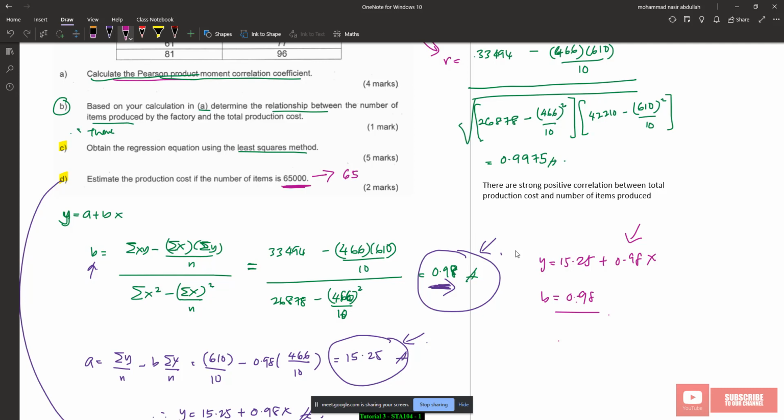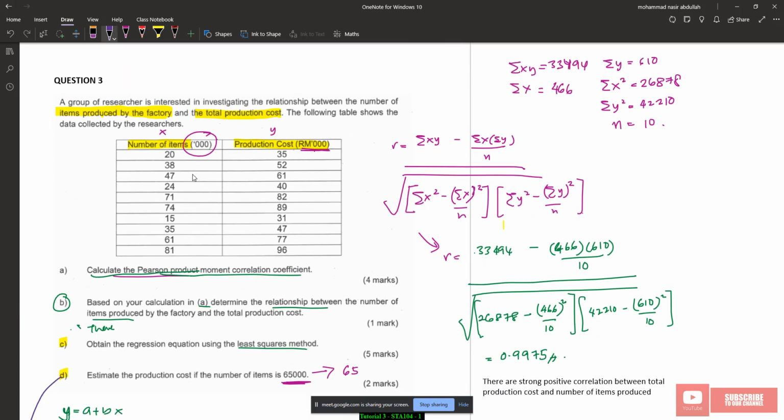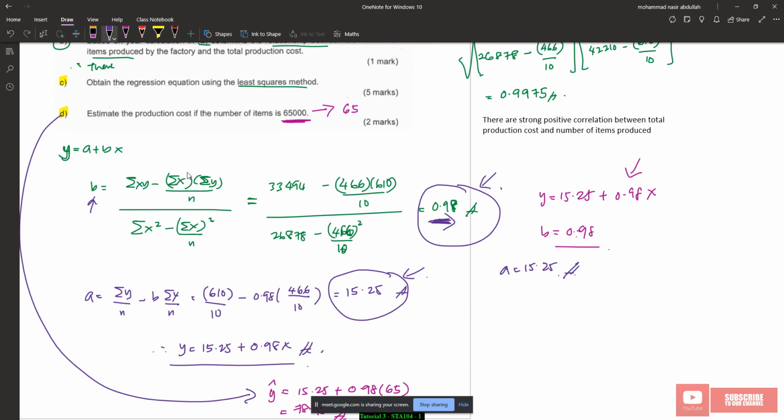right? Okay. For A, so let's say A is equal to 15.25. What does it mean? It means that when there are no item produced, when x is equal to 0, the production cost will be 15.25 thousand. Means that 15.25 multiply with 1000 should be 15,250. This is the initial production cost where there are no item produced. Okay.